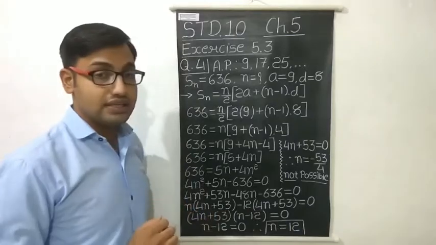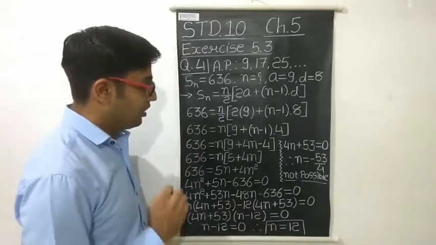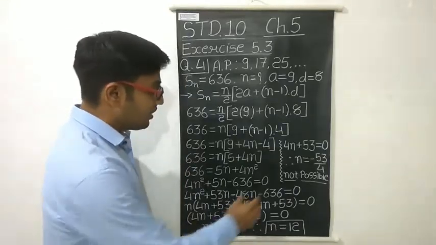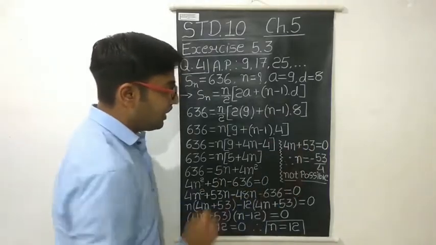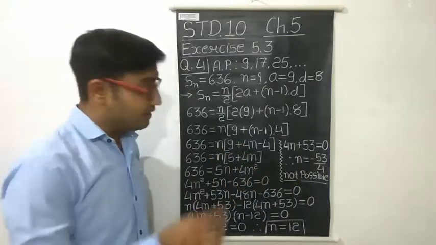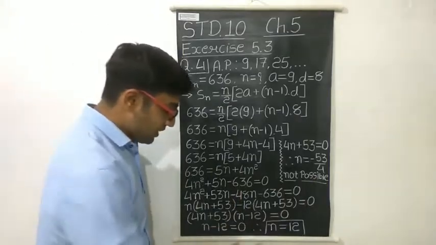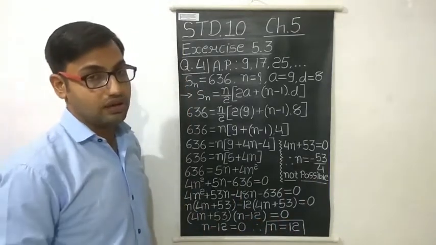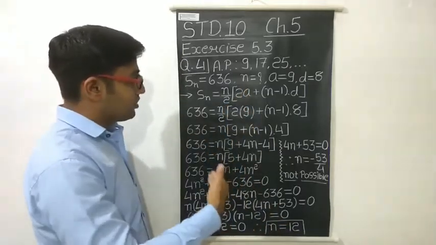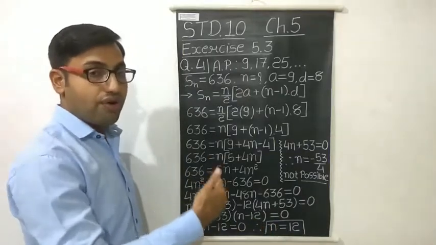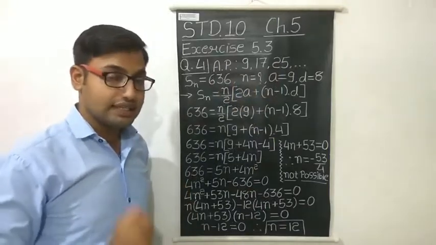And this value is a whole number. Yes, then this value of n is possible. Okay, another bracket is 4n plus 53 is equal to 0. Compare it with 0. We will get the value of n is equal to minus 53 upon 4. And this is not a whole number. So this value of n is not possible. So the possible value of n is equal to 12. That means our answer is 12. So the addition of the first 12 terms of this AP is equal to 636.